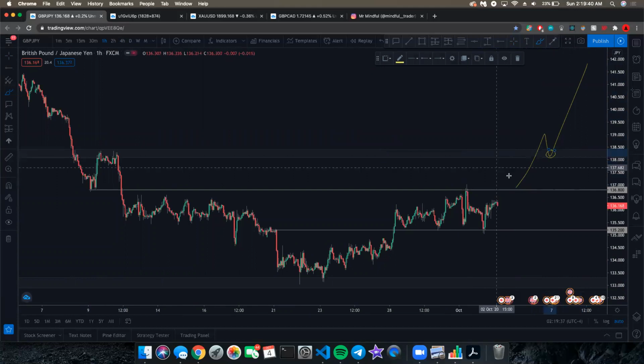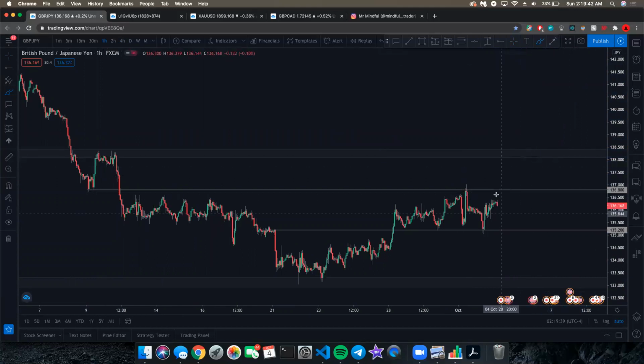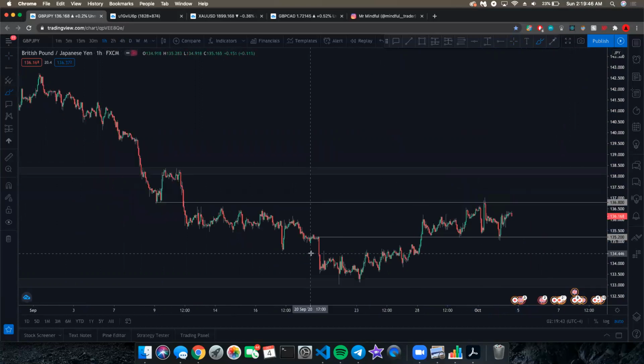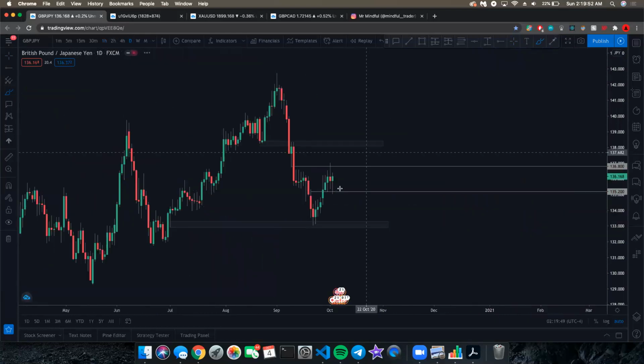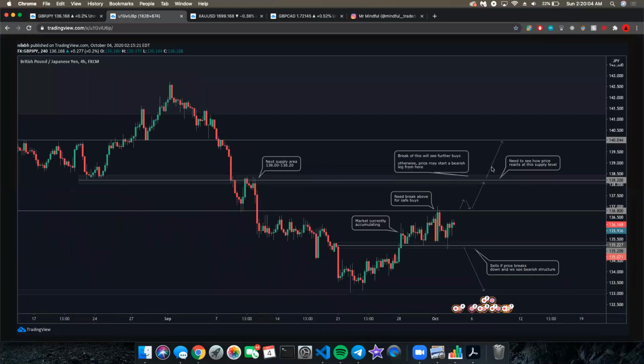We're not going to break it right away, because the market's going to accumulate once we get up there, since it is a supply level, right? So it's going to accumulate, and then maybe it'll start a distribution cycle, or since it is a supply, we might see sells. But even on daily, the daily has to really close above this level. If 4 hour and intraday start closing above 136.8, then we can easily head up here. The analysis says we need to see how price reacts to this level. Break of this, we'll see further buys.